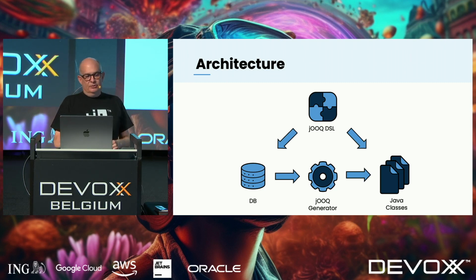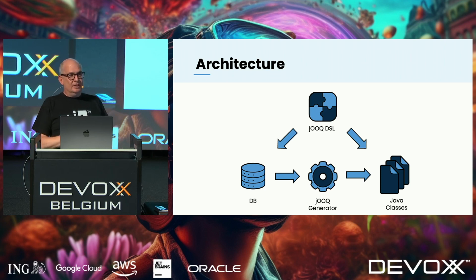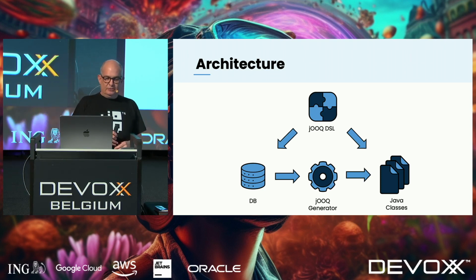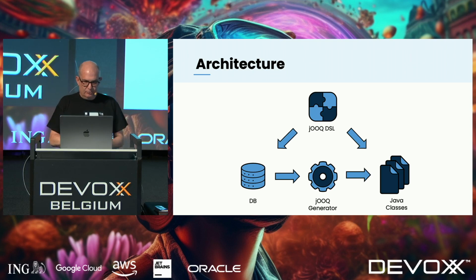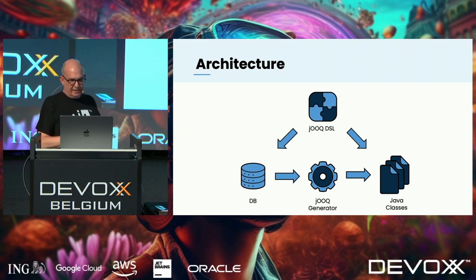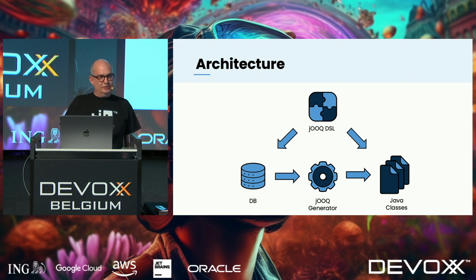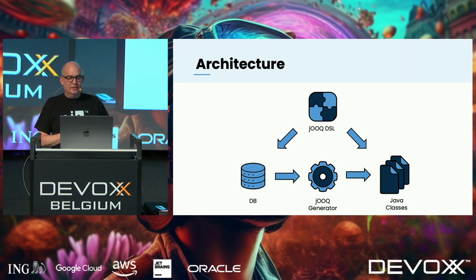But there are also extensions for Scala and Kotlin. So if you're using Kotlin or Scala, you may have a slightly different way of working or programming, and there also jOOQ has you covered. So you can use jOOQ with that. The examples will be with Java today, so I will not show you Kotlin or Scala code. Then on the lower side, we see a database, and we see a jOOQ generator that generates Java classes.